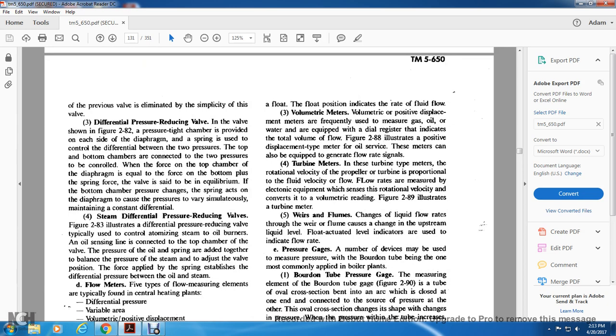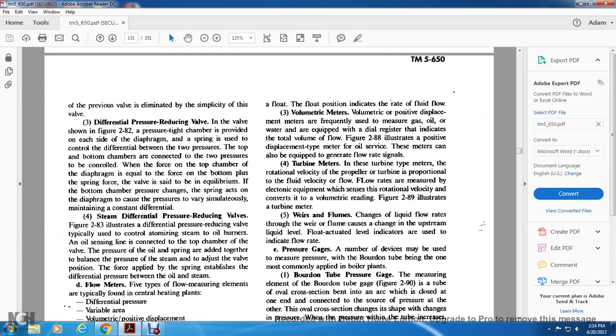Figure 288 illustrates a positive displacement type of meter for oil service. These meters can also be equipped to generate a flow rate signal. Turbine meters: in these turbine type meters, the rotational velocity of the propeller or turbine is proportional to the fluid velocity of the flow. Flow rates are measured with electronic equipment which senses the rotational velocity and converts it to a volumetric reading. Figure 289 illustrates the turbine meter.